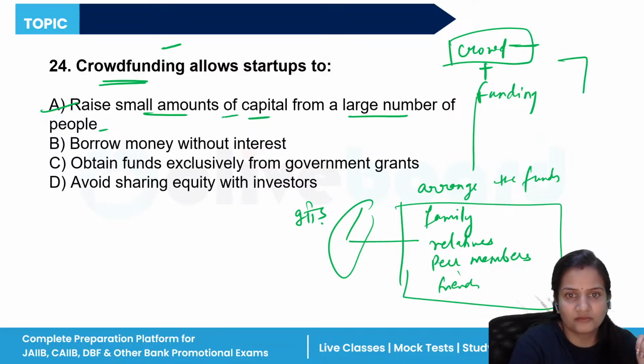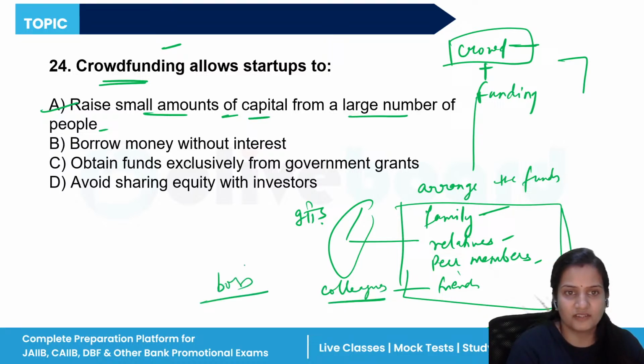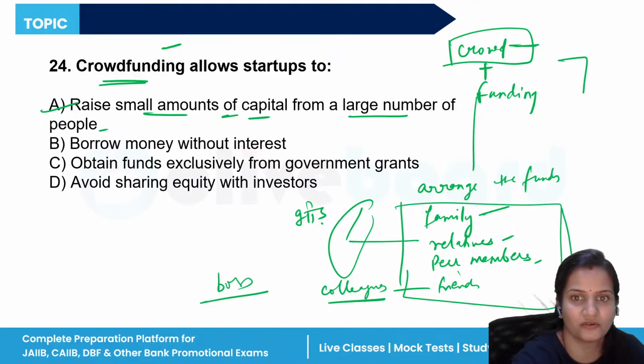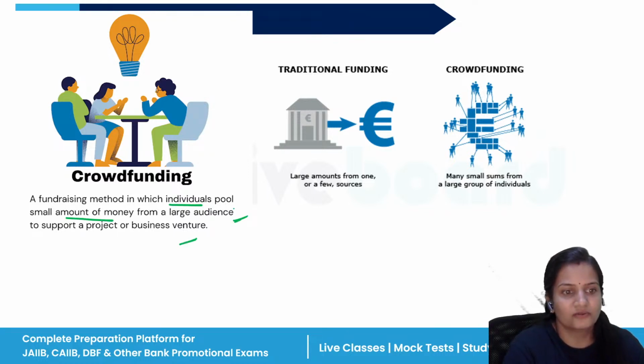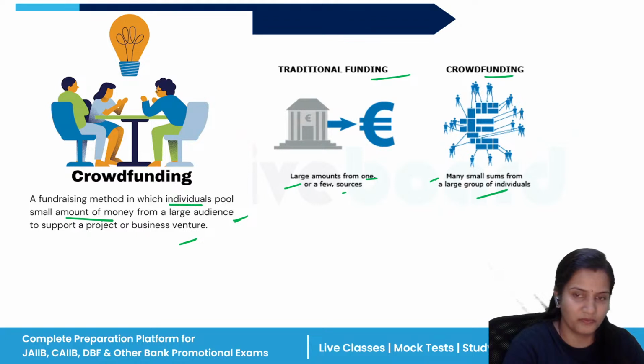So raise small amounts of capital. It's not that family, relatives and peer members will provide you huge capital. No, they will give you a small amount of capital, but the number of people will be large. You can also arrange it from your colleagues, from your boss. In such a manner you can raise a small amount of capital. So crowdfunding is where individuals pool small amounts of money from a large audience to support their business. Traditional funding is a large amount from one or a few sources, whereas crowdfunding is a small amount from a large group of people. Clear?